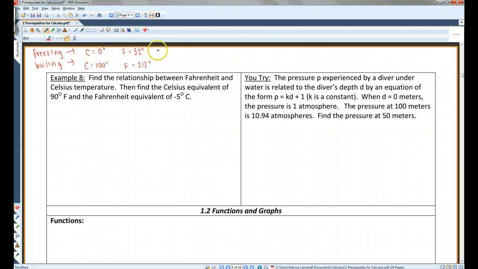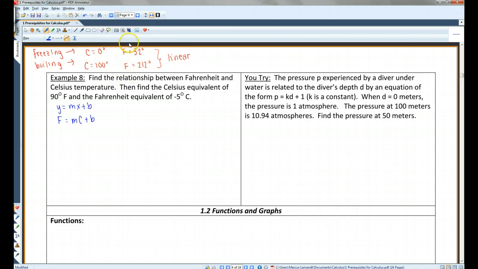for Fahrenheit. It's also important to know that the relationship between these is linear. That means it's going to make a straight line. So we can use y equals mx plus b. The only difference is we're going to use f and c instead of x and y. Okay? So we have our points.